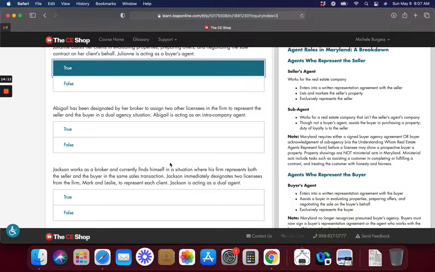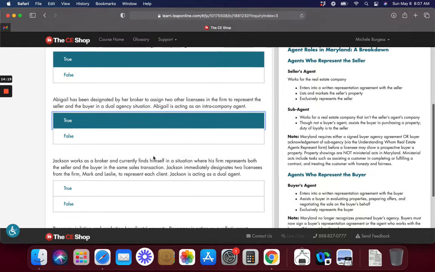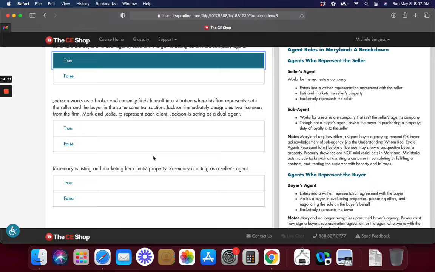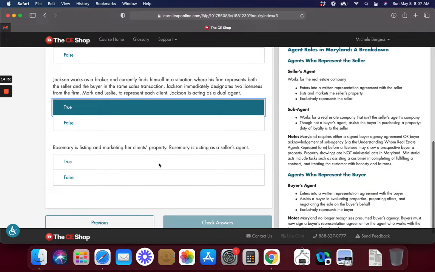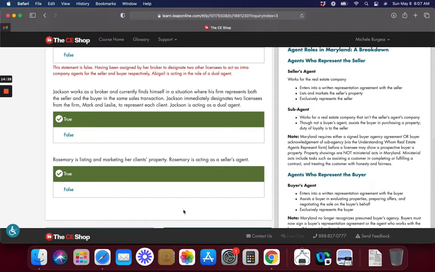She's been designated by a broker to assign to other agencies to firm to represent the buyer and seller in a dual agency situation. Jackson works as a broker and currently finds himself in a situation where the firm represents both the seller and buyer in the same transaction. Rosemary is listing and marketing her client's property. She's acting as a seller's agent.